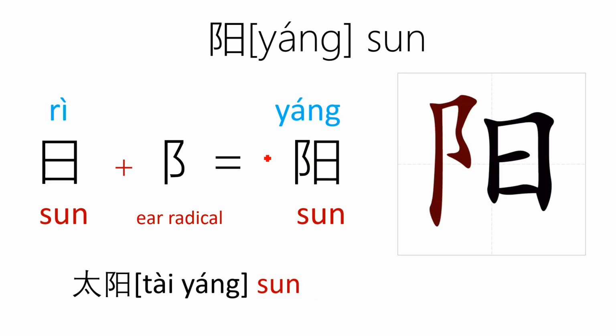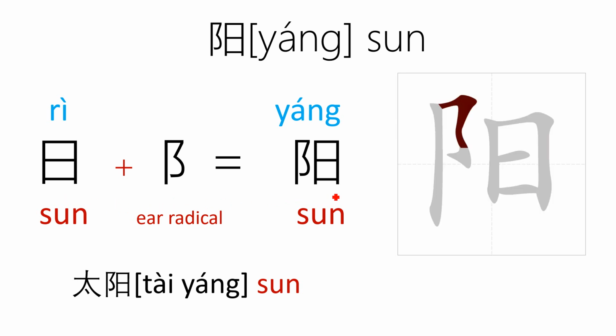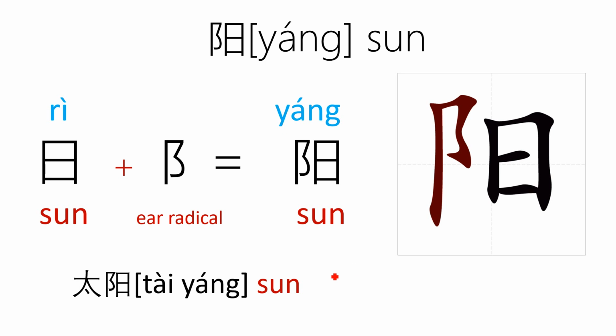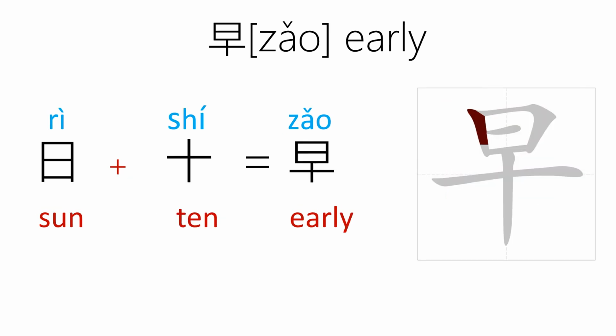It's a sun. So to make the second character 阳, we need this 日 part, and this is also a radical. We say 阝 radical. So you have two radicals put together to make a new character 阳. So 阳 means sun, and try to remember this word 太阳 is the word we use for sun.